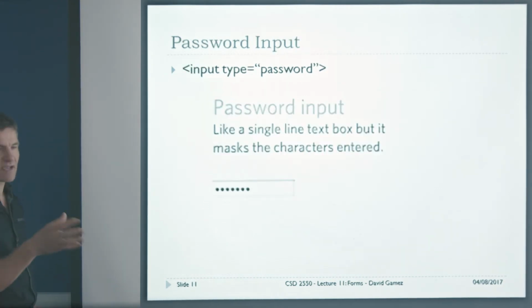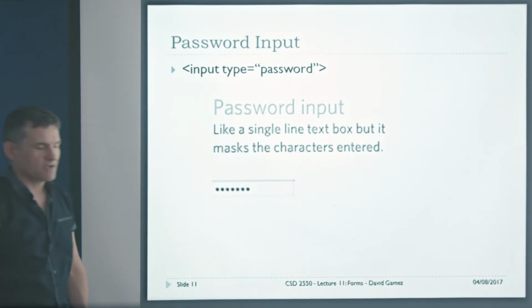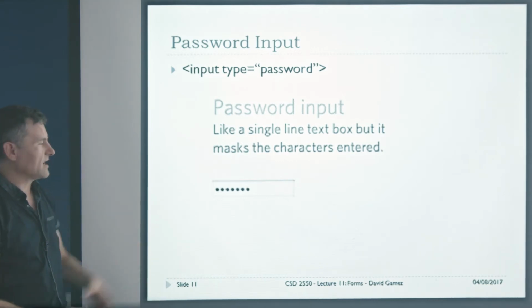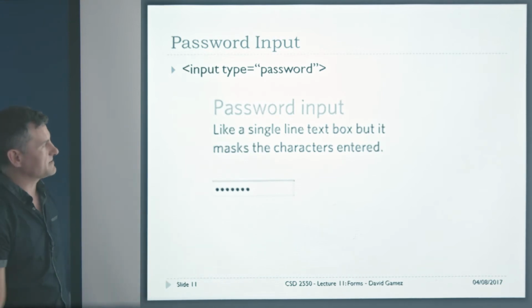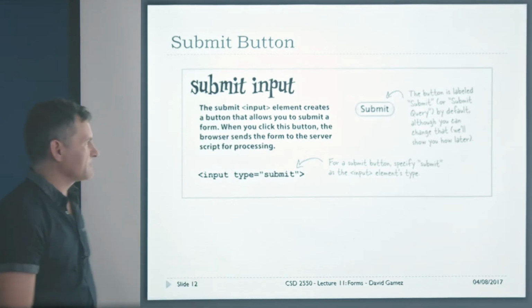Functions pretty much the same as a text input, except you just get these dots for the password masking feature, so that if someone's looking over your shoulder when you log into your bank, they can't see what your password is unless they look carefully at your typing. A submit button causes the form to be submitted.